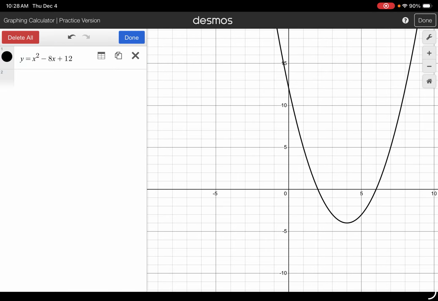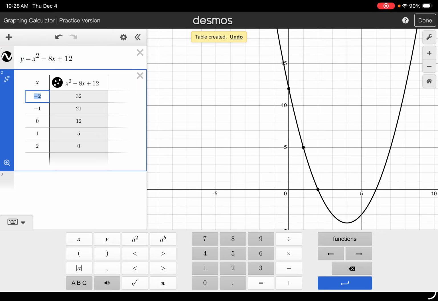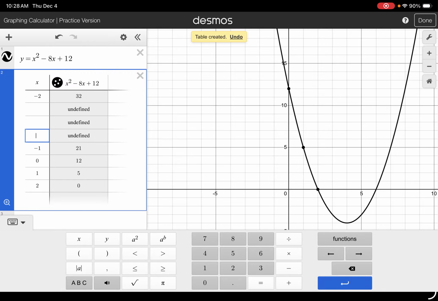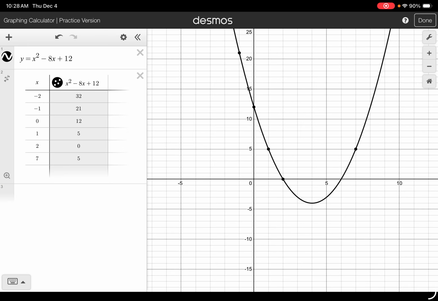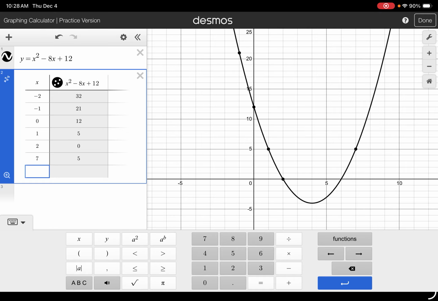Remember, you can go to your little gear and drop a table, and it will tell you the values. You can type in any value you want. You can't scroll up or down on this table, but you can type in, like if I type in 8, it's going to tell me it's 12. If I type in 7, it's going to tell me it's 5. And notice as I'm typing these things in, it's plotting those points on the graph, right? As I type in numbers in the table, it's going to find the corresponding y value for me, okay?